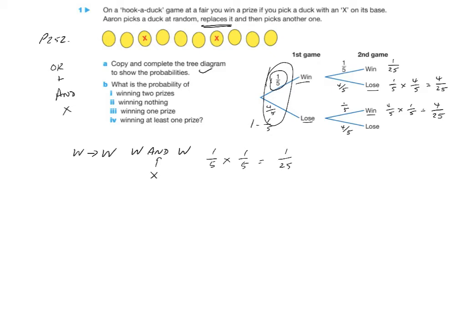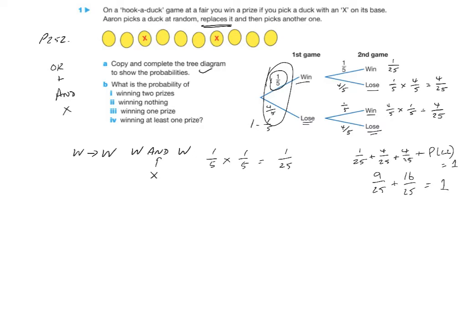Now, what about the last one? Well, I'm not going to work it out. I'm going to work it out the smart way, because I know that lose and lose is the only other possible way. So I know that 1/25 plus 4/25 plus 4/25 plus the probability of lose lose equals 1, right? So those together give 9/25 plus something equals 1. Well, what have we got left? 25 minus 9 is 16, so it's 16/25.